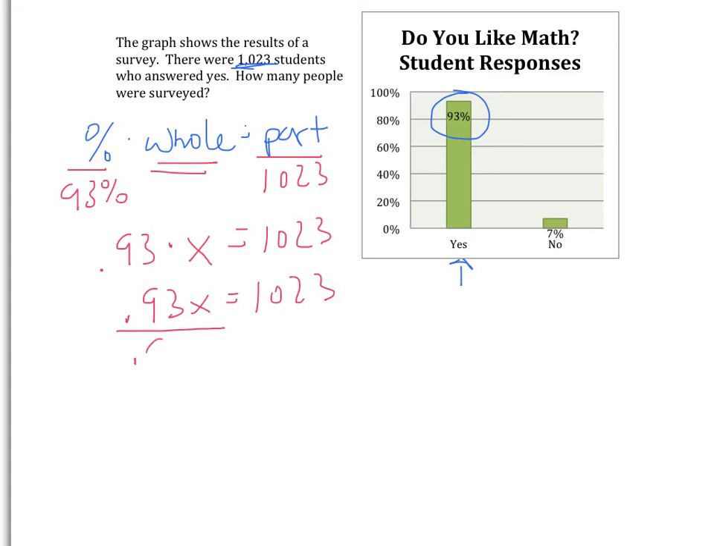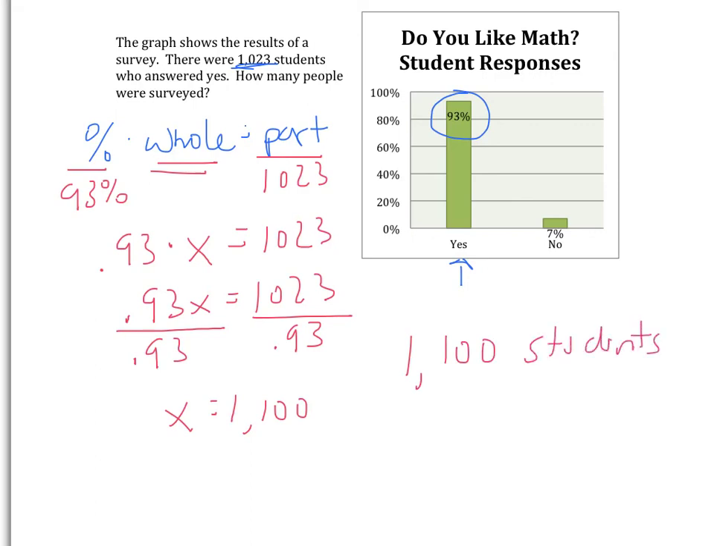Divide both sides by 0.93, and I can see that x is equal to 1,100. So 1,100 students were surveyed.